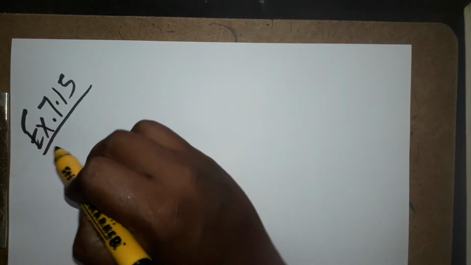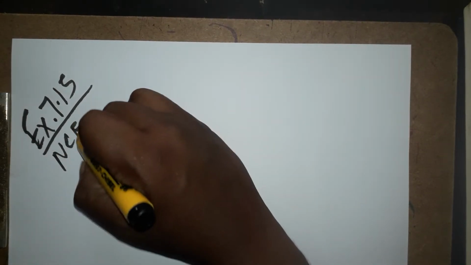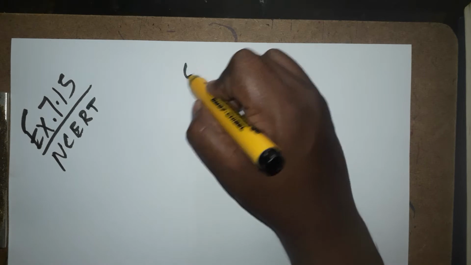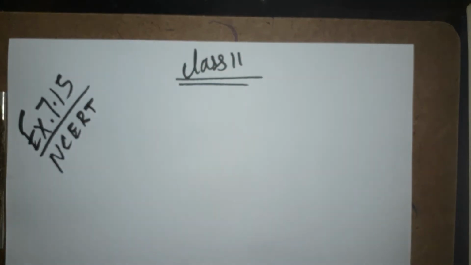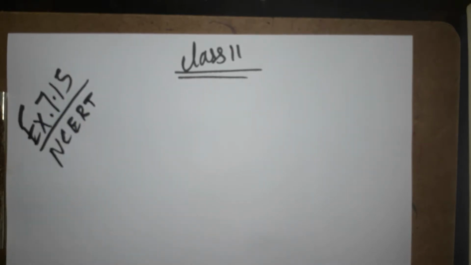Hello students, today we are going to see an NCERT example problem from the 7th chapter of class 11 physics. If you want more examples and exercise problems, you can go and see my playlist. I have given all the problems chapter-wise. So it is the 7th chapter, rotational motion, and this is the problem we are going to discuss.